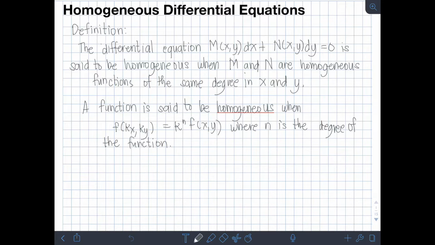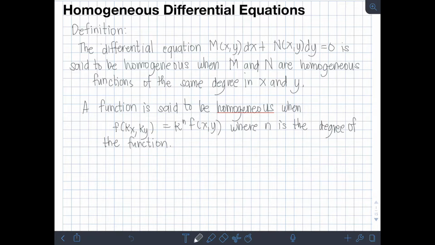Okay, so far ay meron tayong dalawang categories na nasusolve about differential equations. Ito ay ang variable separable differential equations as well as linear differential equations of first order. So ngayon ay pag-aralan naman natin kung paano isolve ang another category of differential equations, which is homogeneous differential equations. So ano ba yung homogeneous differential equations?